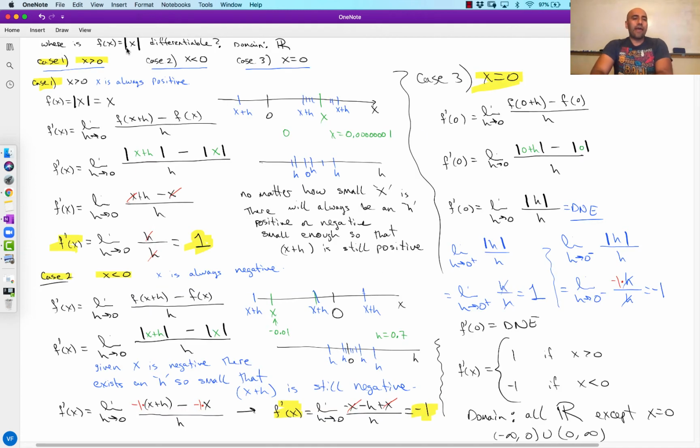So f of x equals the absolute value of x. Where is it differentiable? The domain is all real numbers. We broke it up into separate little cases. We found out that the derivative does not exist when x equals 0. The derivative equals 1 when x is strictly greater than 0. The derivative equals -1 when x is strictly less than 0. So the domain of the derivative function is from -infinity to 0, union 0 to positive infinity, all real numbers except 0. Okay, let's take a look at this graph.